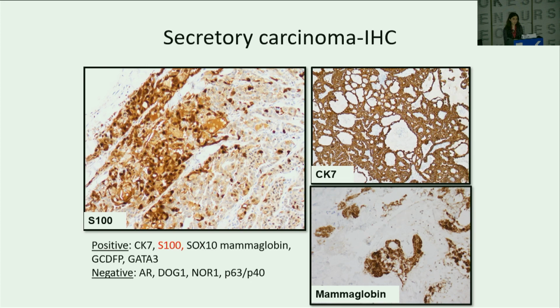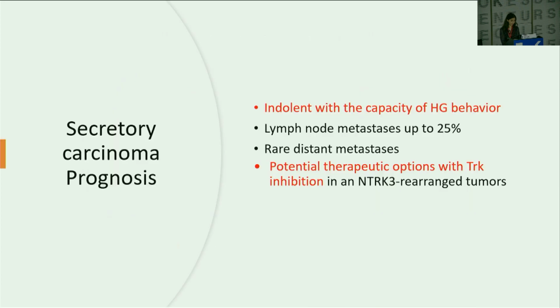By immunostain, secretory carcinoma shows diffuse positivity for S100 and CK7, can be positive for mammaglobin and BRST2, and is usually positive for GATA3, whereas the tumor is negative for AR, DOG1, NOR1, P63 and P40. Typically, secretory carcinoma is an indolent tumor, but it can have the capacity for high grade. When the tumor is high grade or when it recurs and becomes aggressive, it might be very important at that point to recognize it as secretory carcinoma because the patient may benefit from the therapeutic option of TRK inhibitors.